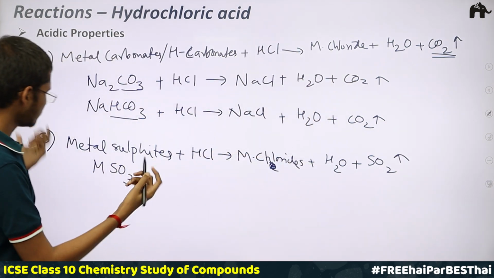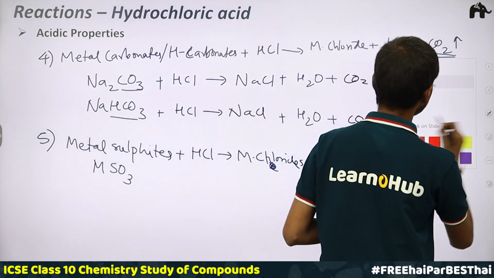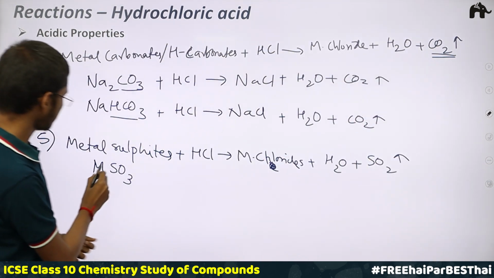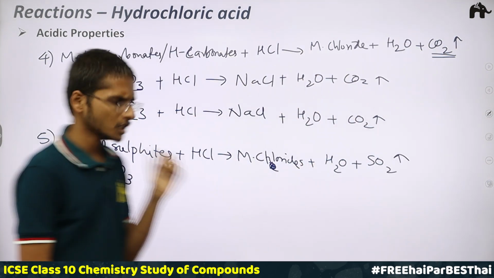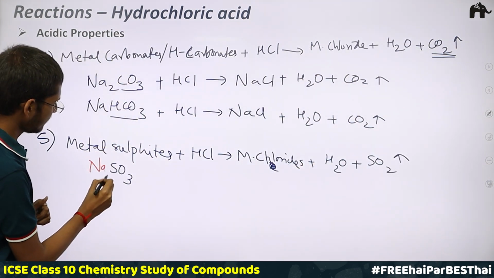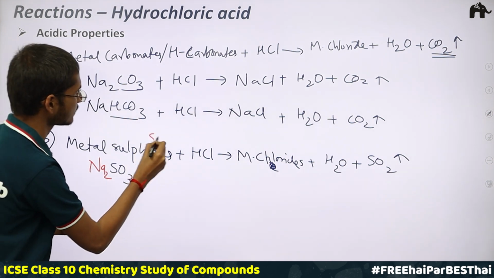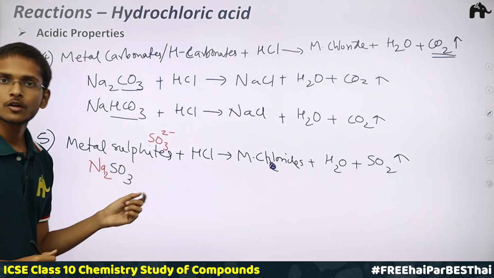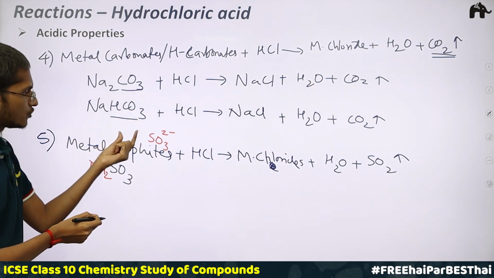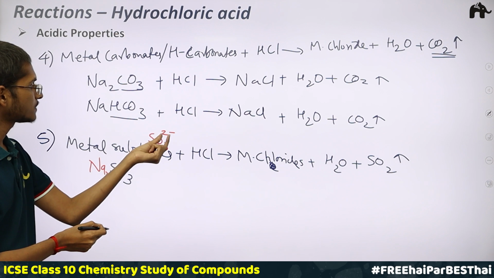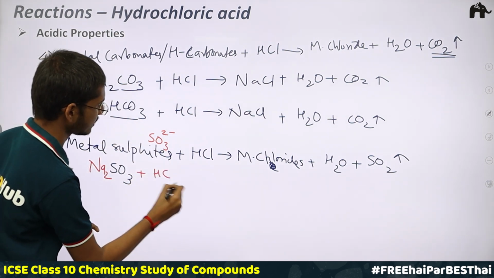Now again any example would work. I would take a simple example for this type of reaction. I'm taking Na2SO3, because SO3 has a 2 minus charge, so 2Na plus would be required, 2 plus and 2 minus. So Na2SO3, and then HCl.